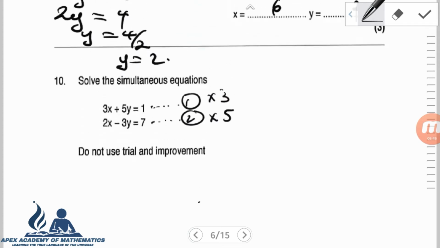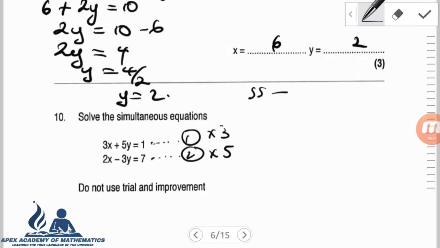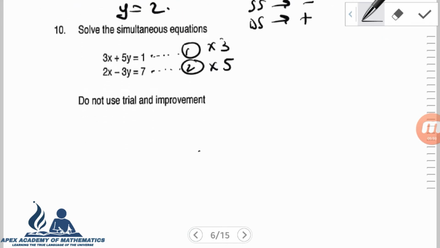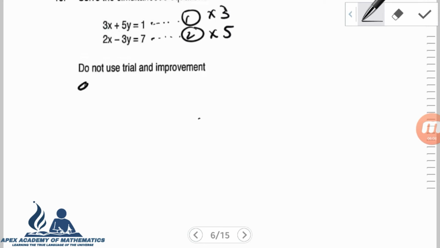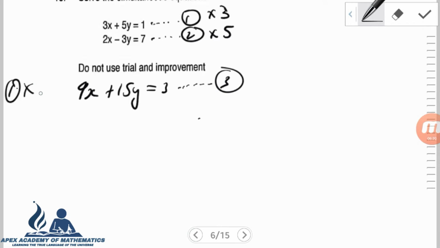Alright, remember, same signs we subtract, different signs we add. So we have a rule to help us with our signs, so we can ignore the signs when you're choosing these numbers here. Okay, here we go. 3 times 3x gives us 9x. 3 times 5y gives us 15y. And 3 times 1 gives us 3. That's equation 3. That is equation 1 times 3.